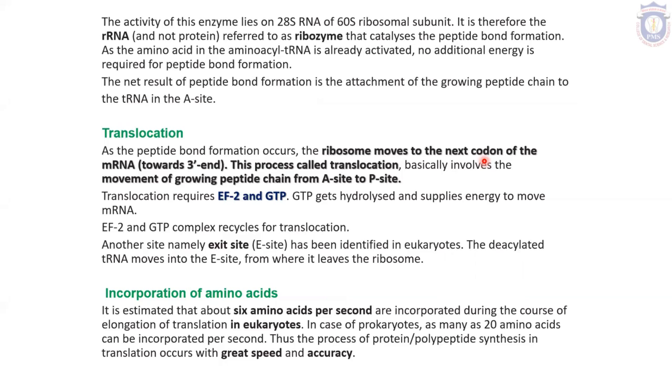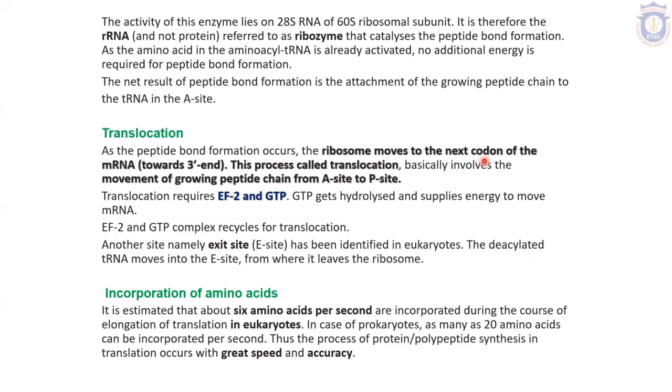Translocation. As the peptide bond formation occurs, the ribosome moves to the next codon of the mRNA towards the 3' end. This process is called translocation. It basically involves the movement of the growing peptide chain from the A site to the P site. Translocation requires elongation factor 2 and GTP. GTP gets hydrolyzed and supplies energy to move the mRNA. Elongation factor 2 and GTP complex recycles for translocation. Another site, namely the exit site, has been identified in eukaryotes. The deacylated tRNA moves into the E site from where it leaves the ribosome.